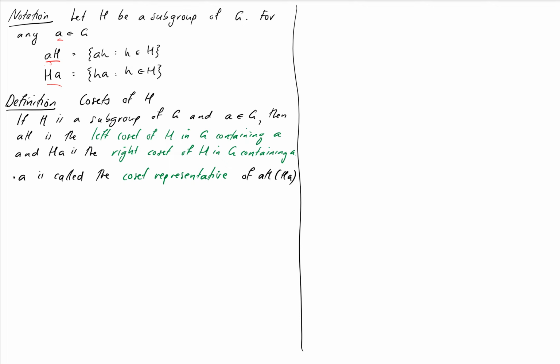Okay, and just like with our groups, we use the absolute value notation to determine the number of things in it. |aH| equals the number of elements in aH, and similarly, |Ha| is the number of elements in Ha.